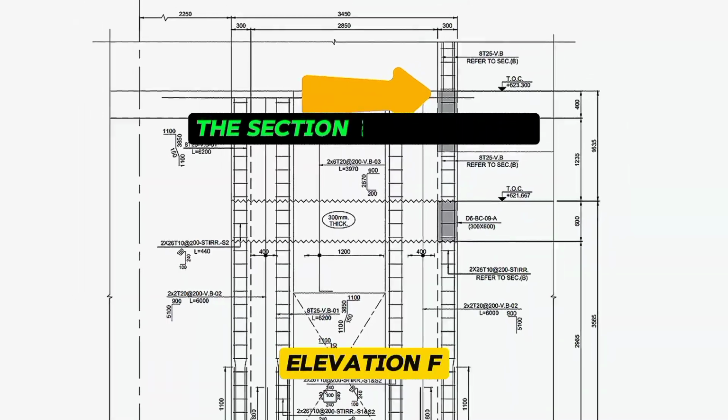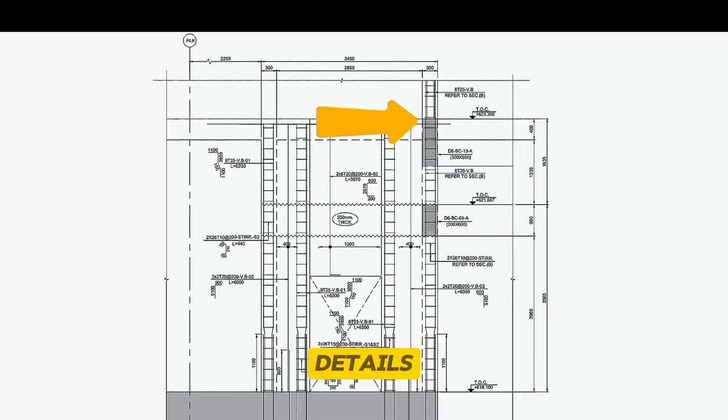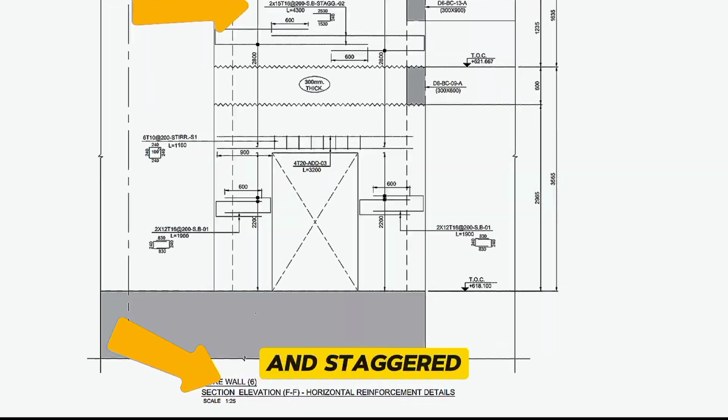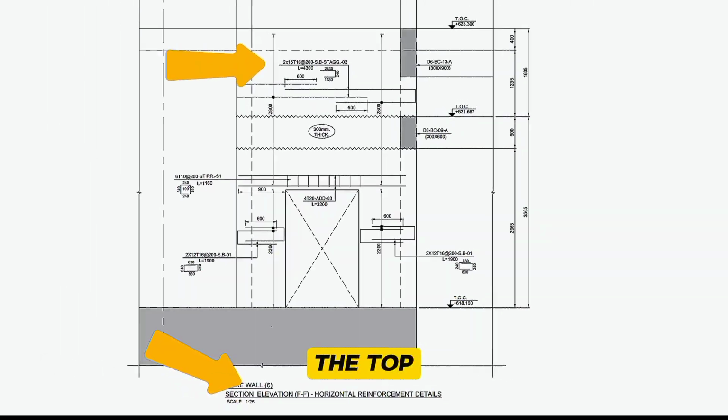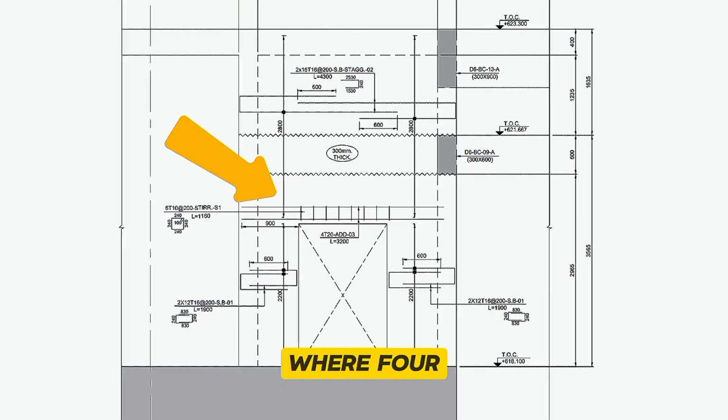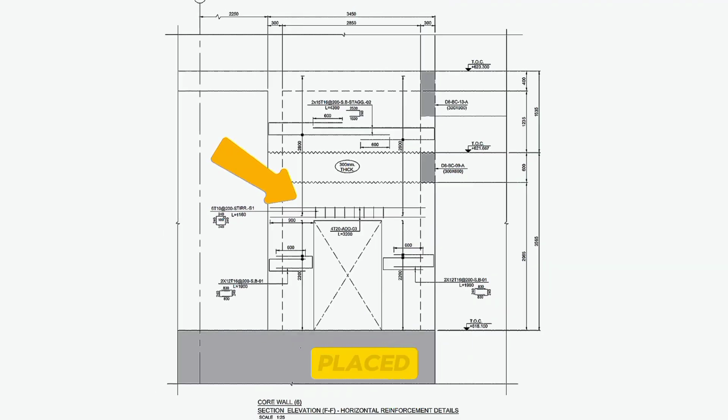The section elevation FF horizontal reinforcement details indicate the dimensions of the said bars up to the door, and staggered said bars will be used at the top of the door. Additionally, beams are placed at the top of the door, where 4 pieces of 20mm will be placed.